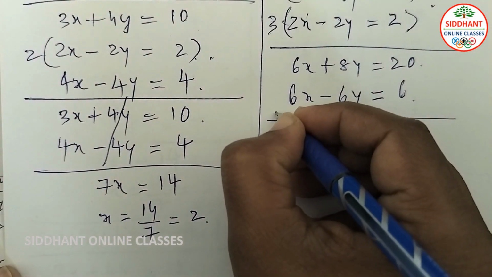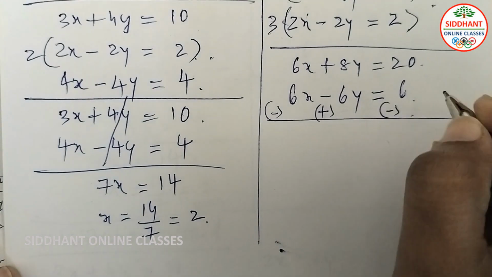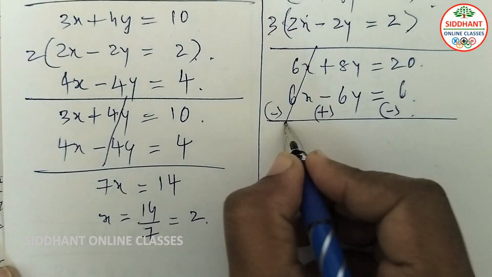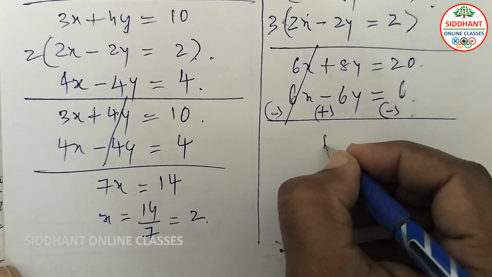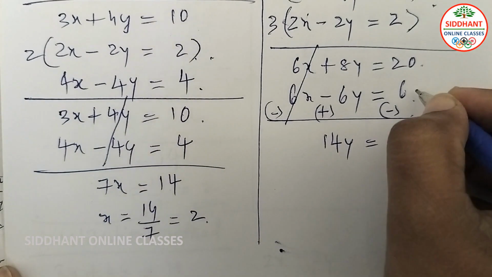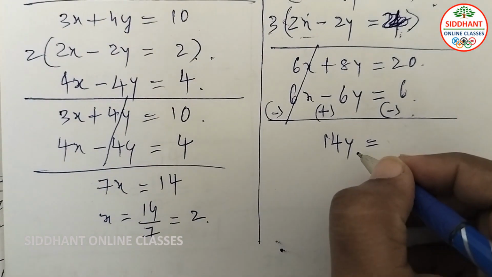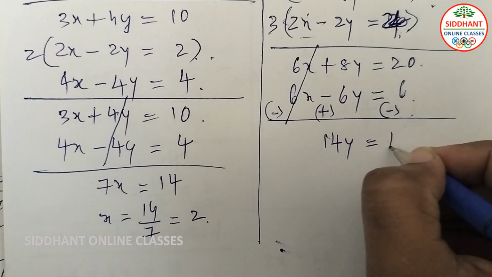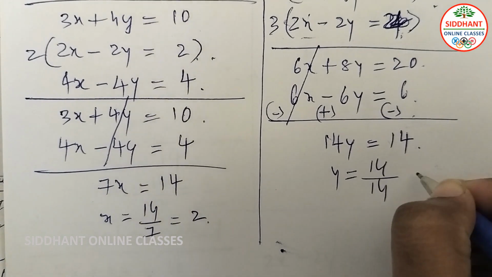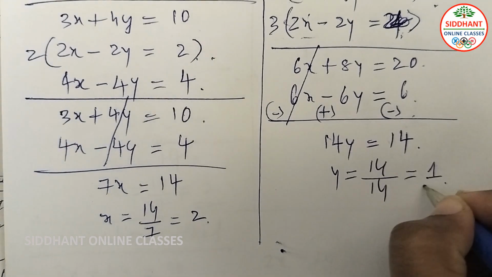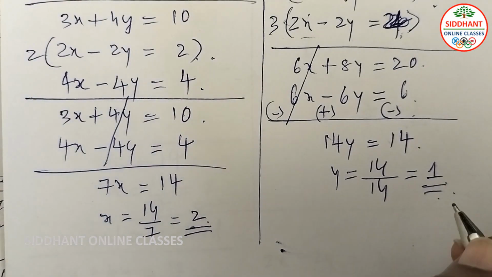Now here we are going to change the signs, here minus, plus, and here minus. Now we are going to cancel 6x, 6x. Now 8y plus 6y equals 14y, and here we get 20 minus 6, which is 14. Then y equals 14 by 14, which is equal to 1. So we get x value 2, y value 1.